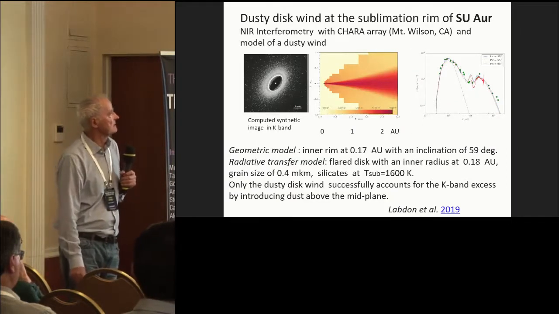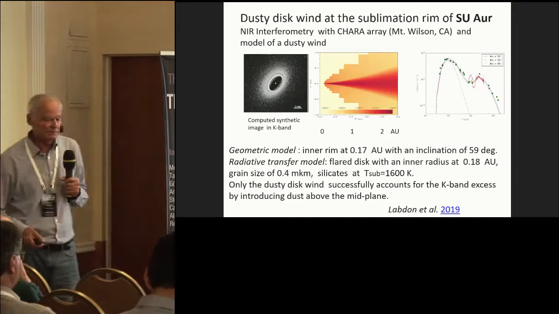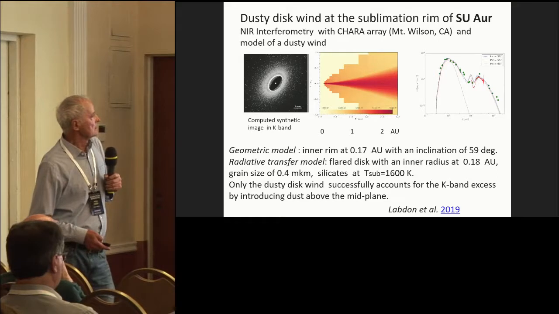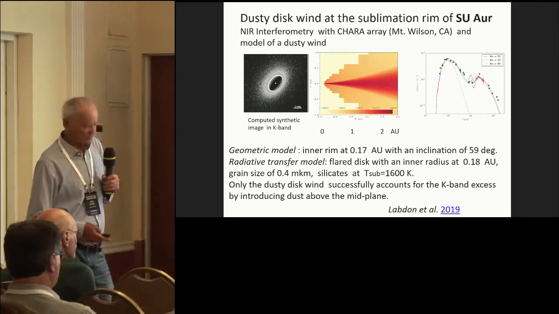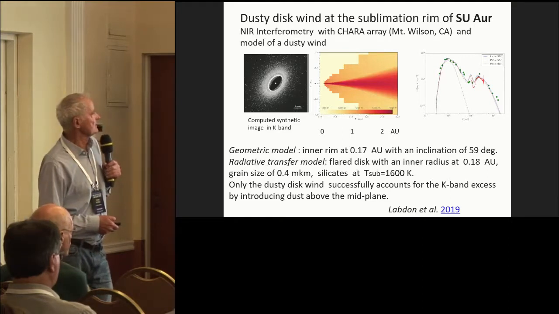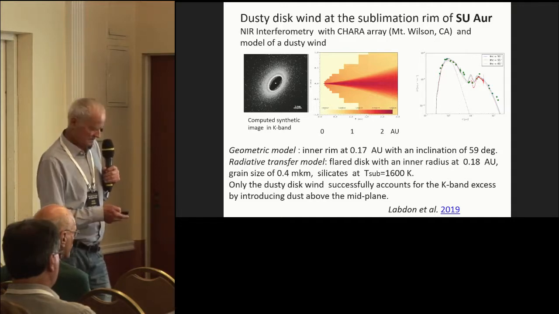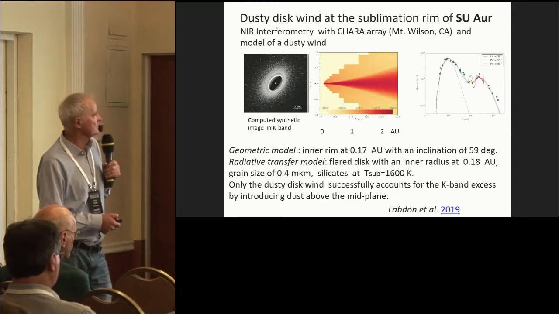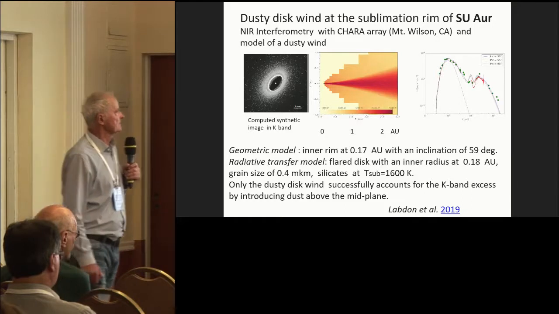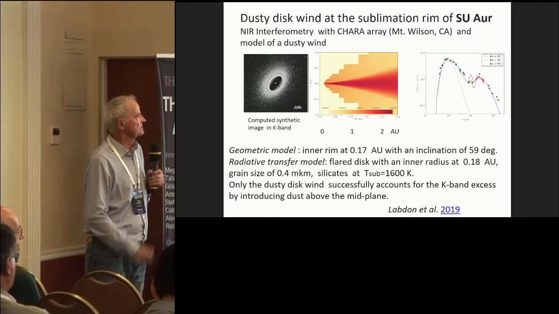There is another star, RY Auriga, with stellar parameters very similar to RY Tauri, where the dusty disk wind model was built using much more advanced methods, near-infrared interferometry and the radiative transfer model. So interferometry gives us an image of this dusty environment of the star. We see the dust radiation in the distribution of energy.